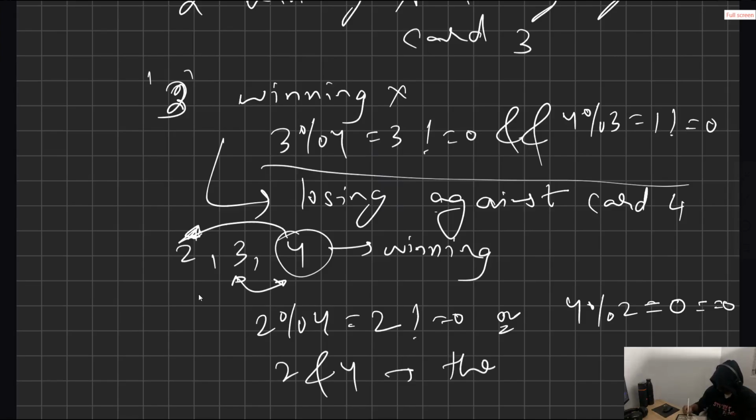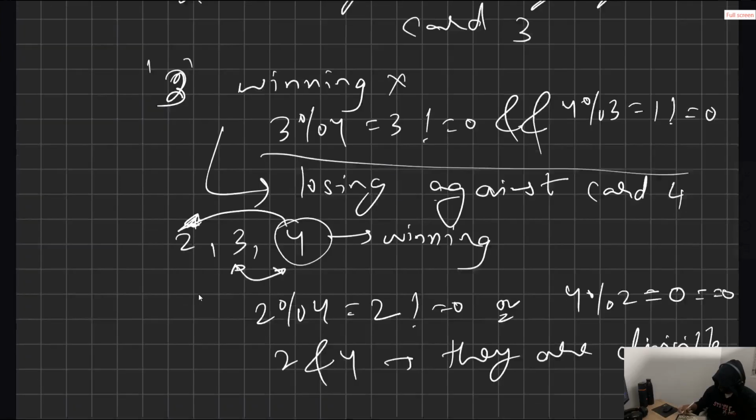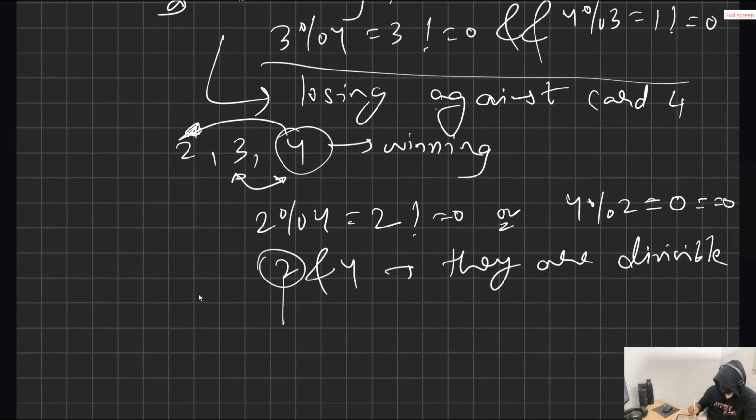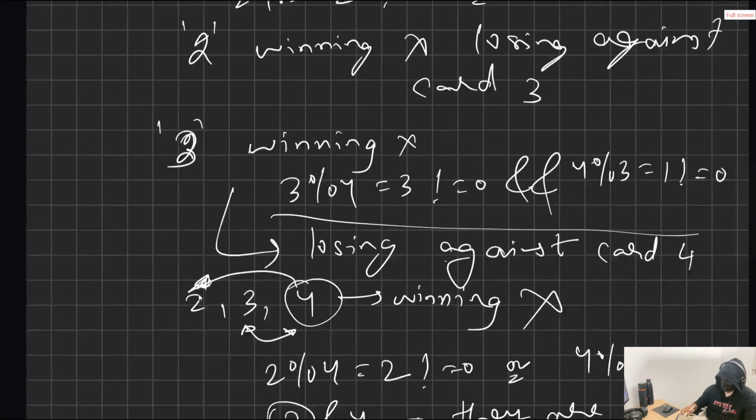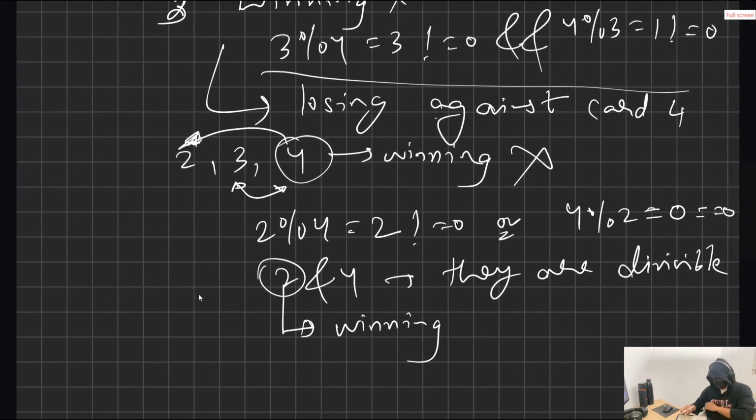Since they are divisible, the lesser value of the card is winning. Here 2 is winning, which means when we consider card 4 as winning, it is not winning against all other cards. So 4 is also not a card that wins against all the cards. We have considered all 3 cards, and we have seen that no card is winning against all other cards. So in this case the answer will be no.